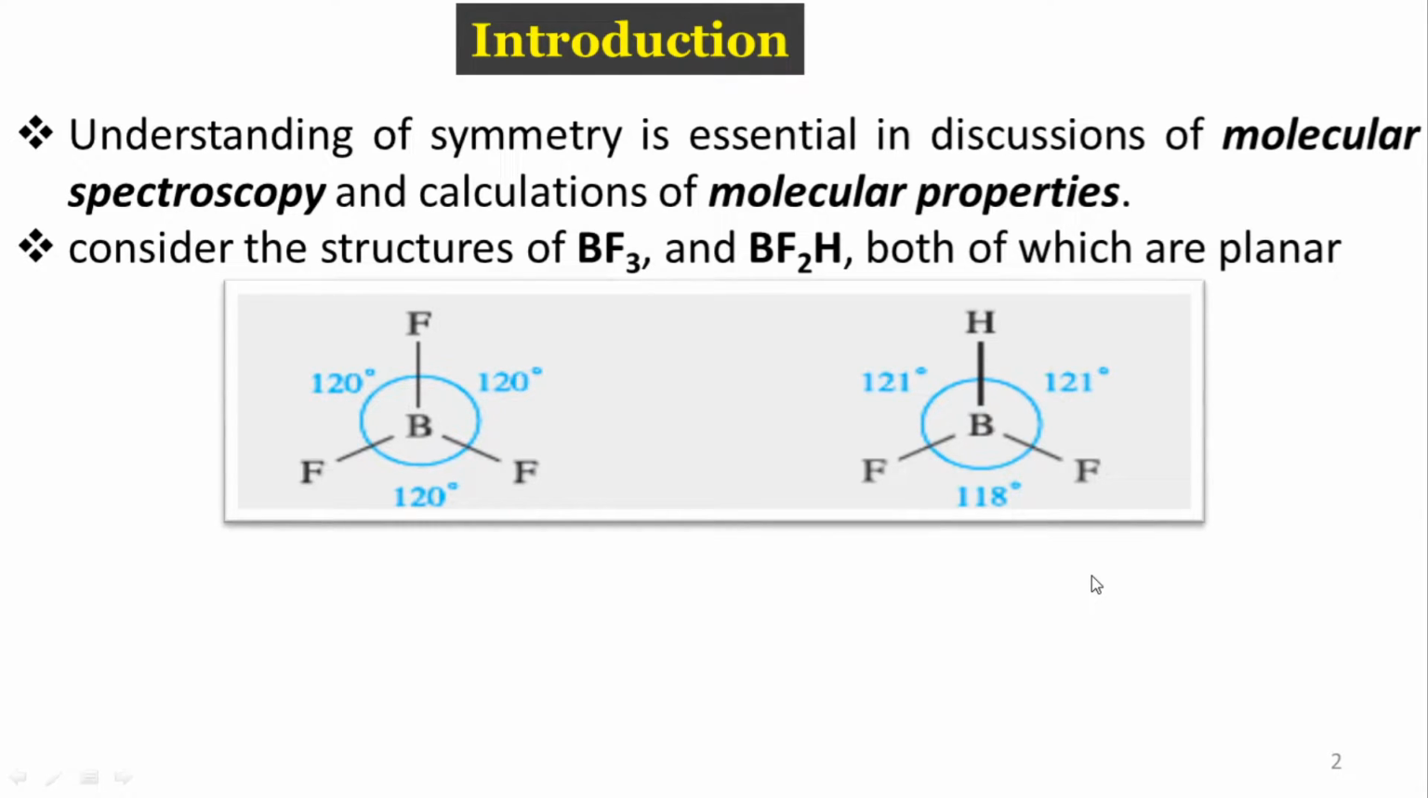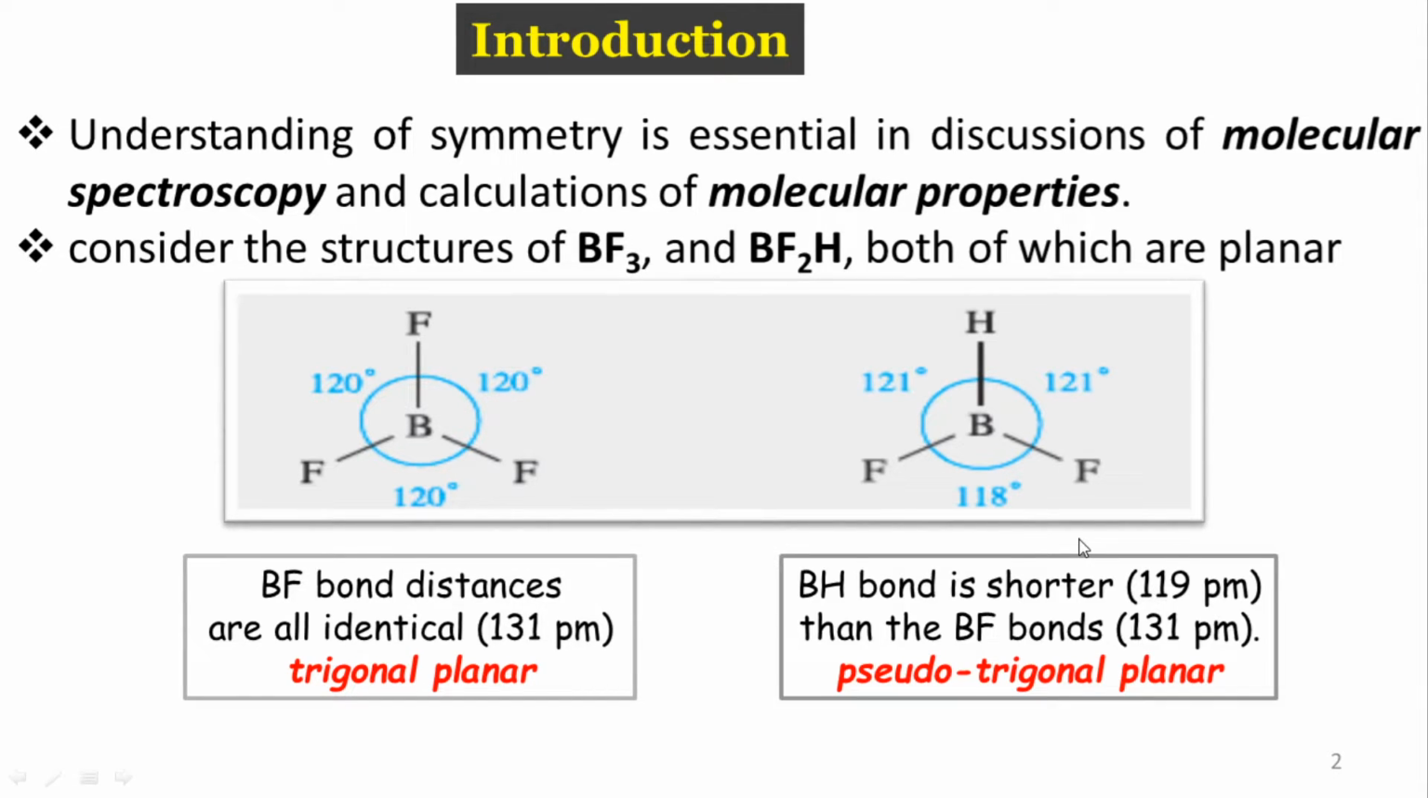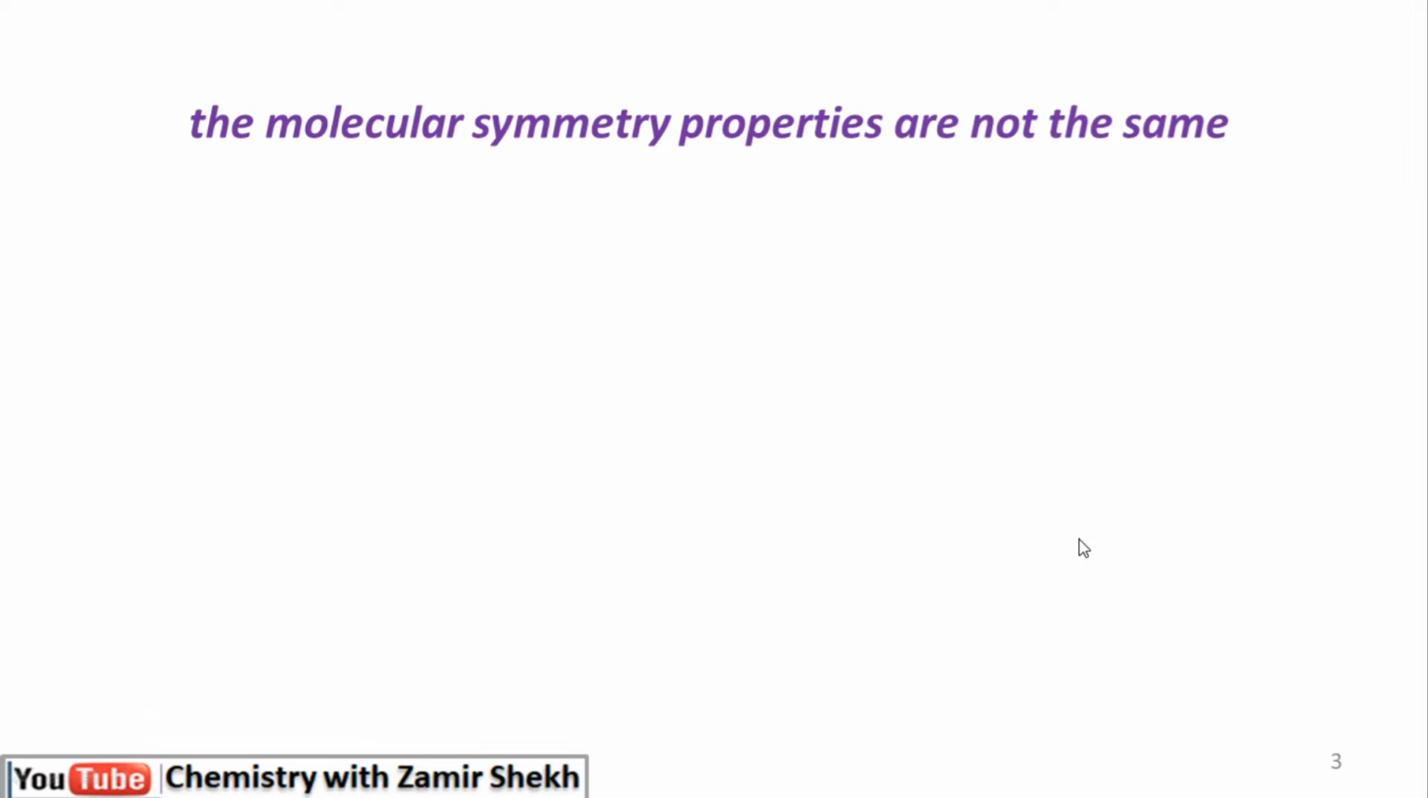In the first case, the molecule is trigonal planar, and all the bond lengths are 131 picometers. But in this case, it is called pseudo trigonal planar. It is a planar molecule, no doubt, but the angle is different. That's why it's called pseudo trigonal planar. Now these molecular properties are nothing but physical properties, like bond angle, etc., and by using them they show different phenomena. So the molecular properties are not the same for these two given molecules.